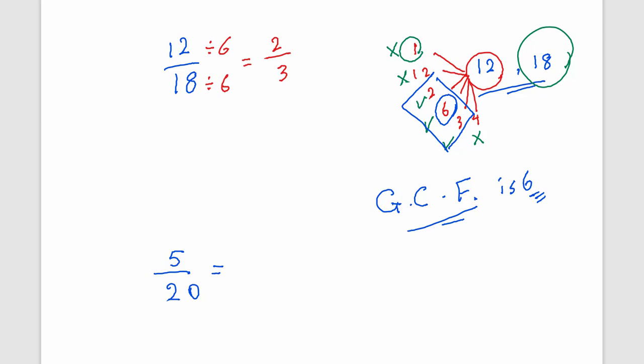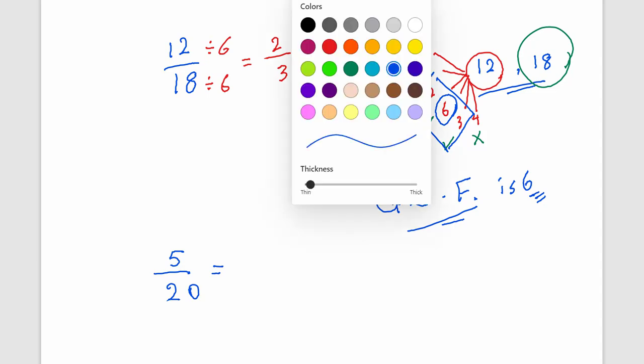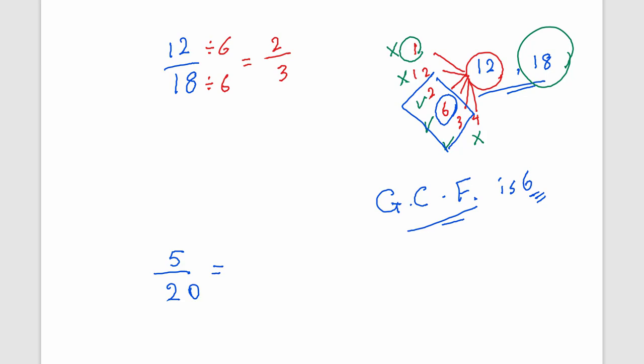Yes, Mr. Okay, Muhammad. How should we think of the common factors? Think of the smaller number, which is 5, right? Yes. Can you divide 20 by 5?